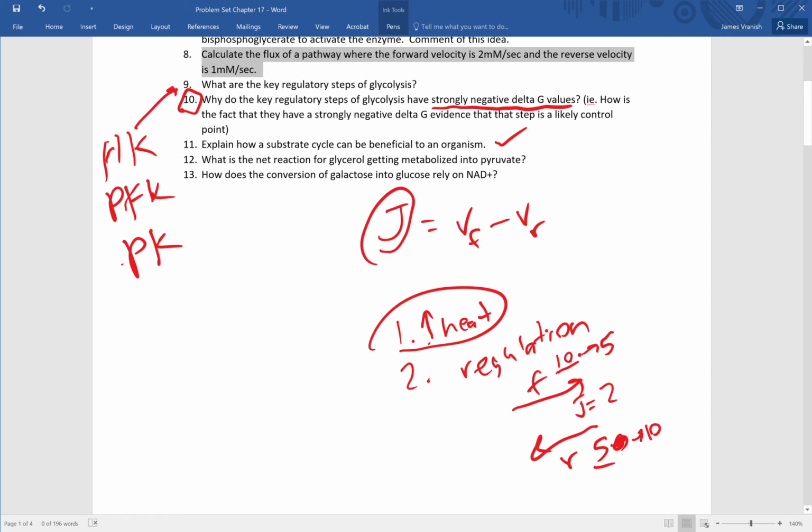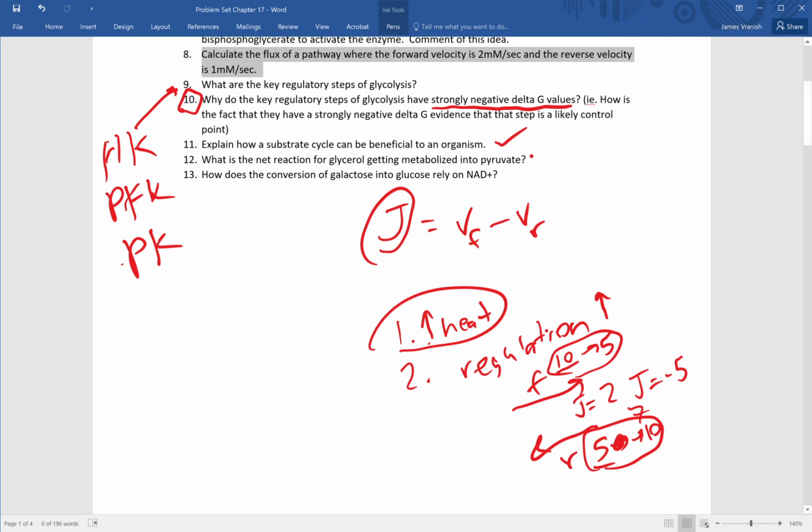Now, if we reduce the rate of the forward one by half, to 5, and amplify the rate of the reverse one to 10, our J value now is -5. So we've caused a total change in the flux of about 10, whereas in either case, the rates of the forward and reverse processes here only changed by 5. So we're enhancing our ability to regulate metabolic pathways by including substrate cycles.